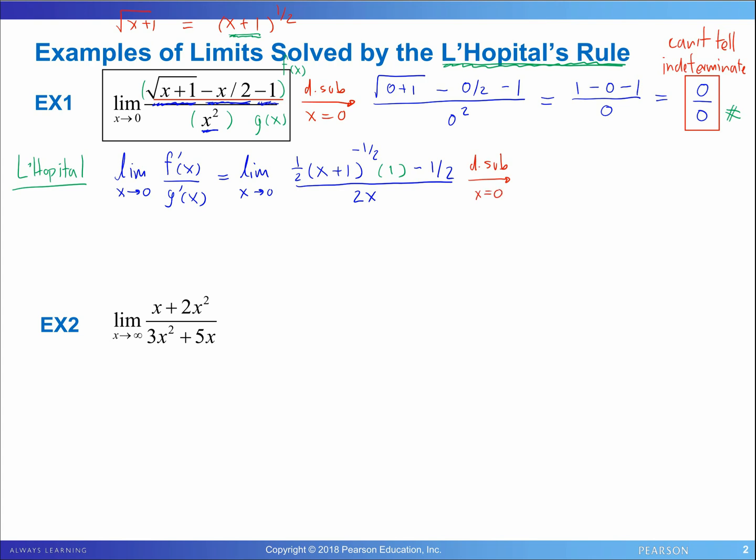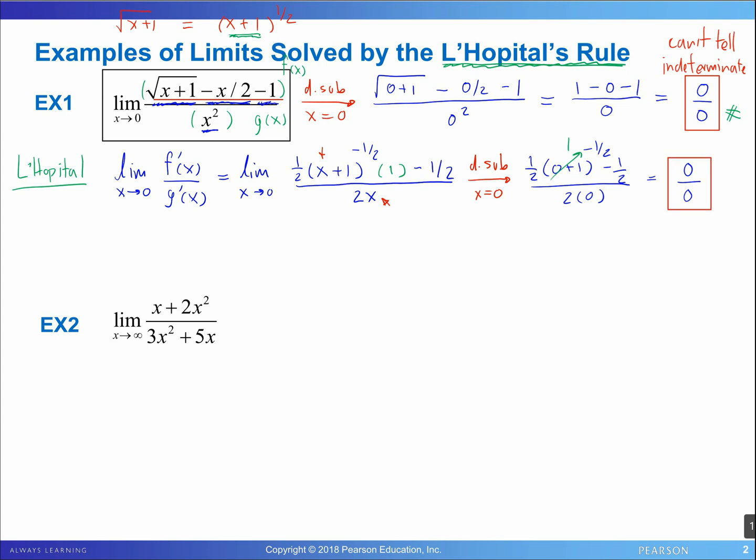So 0 goes in here and here. So we have 1 over 2 times 0 plus 1 to the power of minus 1 over 2, minus 1 over 2, divided by 2 times 0. These two terms are going to go to 1, which means that up here we have 1 over 2 minus 1 over 2. So 0 up here. Divided by, down here we have 2 times 0. It's equal to 0 again down here. So once again we have this form, 0 divided by 0.